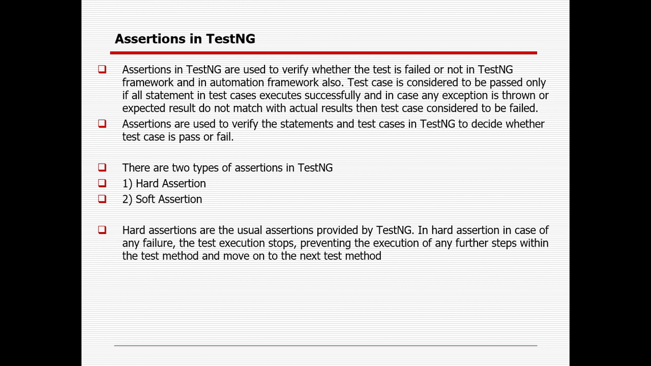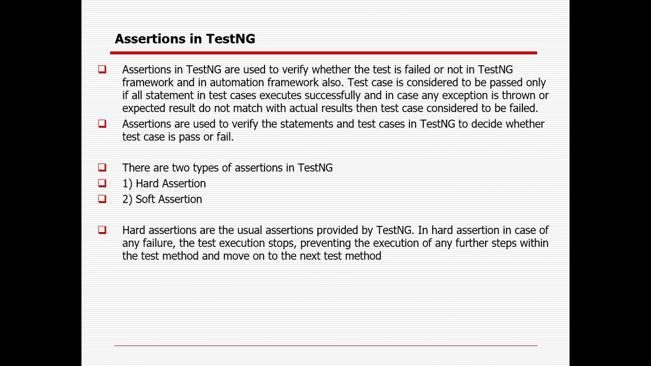In testing, there are two types of assertion: the hard assertion and the soft assertion. So what is the hard assertion? In case you have 10 steps in a single test case, and your test case fails because of a hard assertion, the remaining steps will not be executed. That is the drawback of the hard assertion.